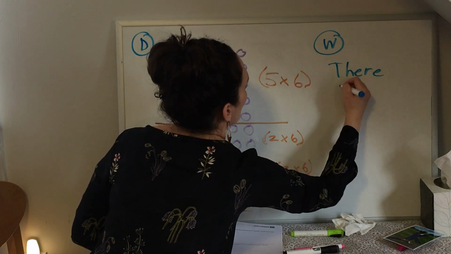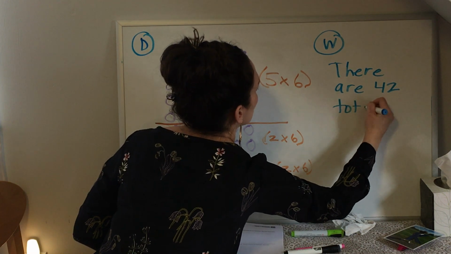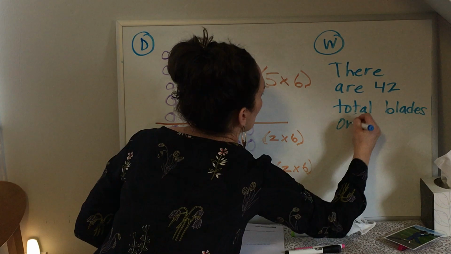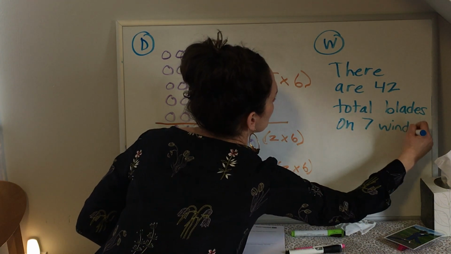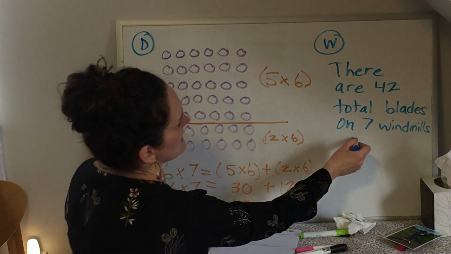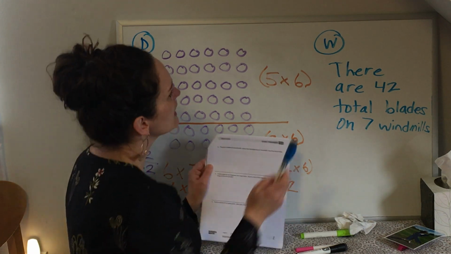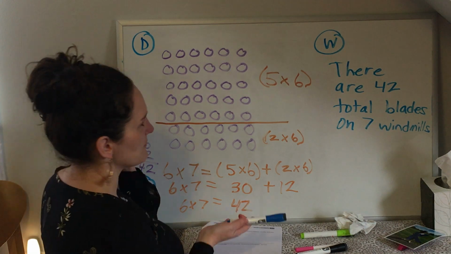There are 42 total blades on 7 windmills. You have to make sure that your sentence matches your question. So if the question says how many total blades are on 7 windmills, you have to make sure that this sentence matches that question. And there you have it. That's how you do it.